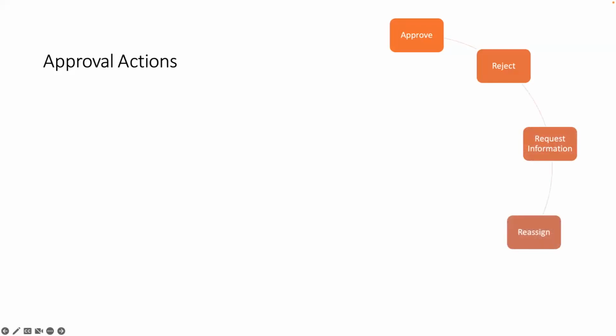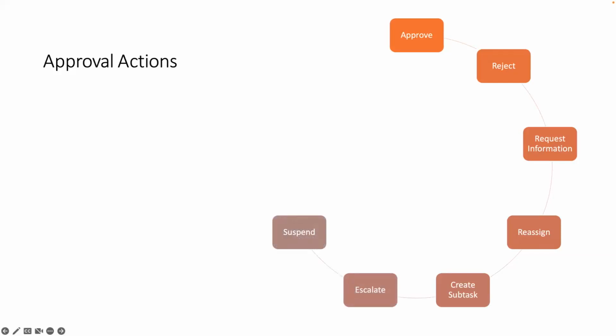So in terms of the actions, there are approval actions. You can approve, which will complete the approval activity and progress the document to the next level. You can reject, which changes the order status to rejected. You can request information, you can reassign or delegate to someone else. You can create a subtask to get responses from more than one approver. You can escalate to others. You can suspend, you can withdraw, and you can save. So these are all the different actions that you can do within approvals.